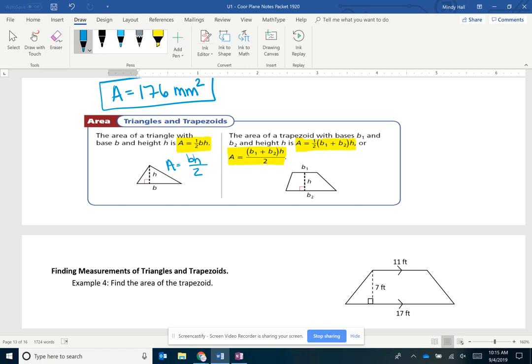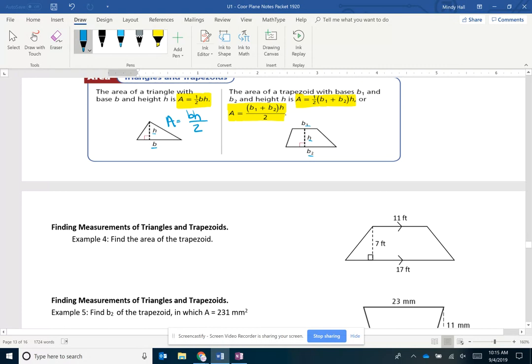Ooh, sorry. So, notice that the letters in the formula correspond to the letters in the shape itself. Sorry, I apparently learned how to, or forgot how to not choke on my spit.